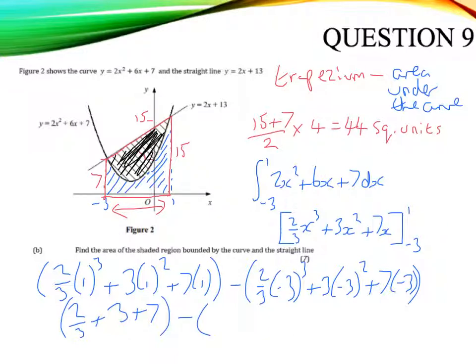Okay, and here let's see what we've got. -3 cubed is -3 times -3, which is 9, times -3 again, -27, times by 2/3, -27 is -54 over 3. Plus 3 9s are 27, minus 21.